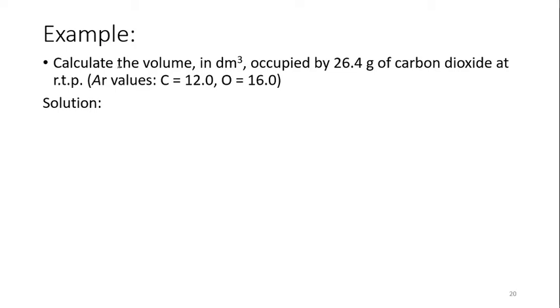Let's take an example. Calculate the volume in cubic decimeter occupied by 26.4 grams of carbon dioxide. So here I'm given the mass, and I'm given that it is at room temperature. If it is at room temperature, this means the volume of 1 mole is equal to 24 cubic decimeter. So first I need to convert the mass into moles, and from that I can convert the number of moles into the volume by using this conversion factor.